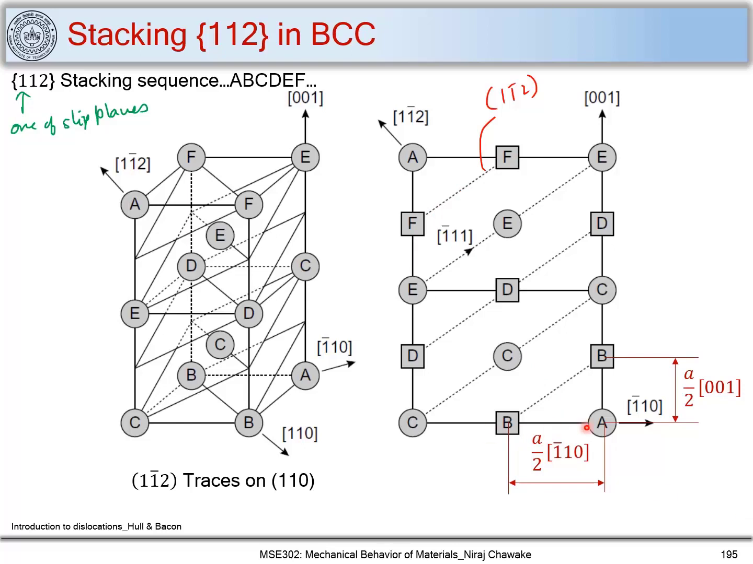Now let's mark these distances. We know that this B is a projection on this 110 plane. Let us do that here again in this diagram. So this will be our 110 plane. Let me mark it here again. And we have said that this is a projection or trace. So this will be the position for the projection of this B atom on this plane. So this distance we are showing over here, and that is a by 2 bar 110.